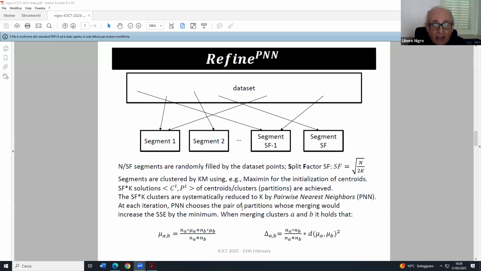Then we reduce such a number of clusters to k through piecewise nearest neighbors, which means that each time we select the pair of clusters whose merging would increase the SSE cost by the minimum value. And what is interesting is that we can predict in an easy way both what will be the increment in the cost and also what will be the centroid of the merged cluster, analytically, as is shown in this slide.